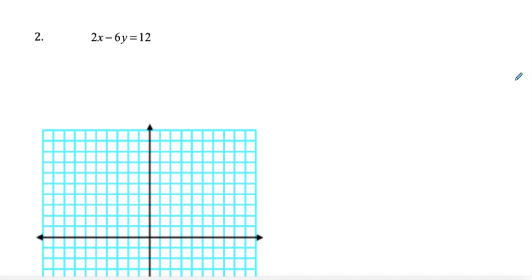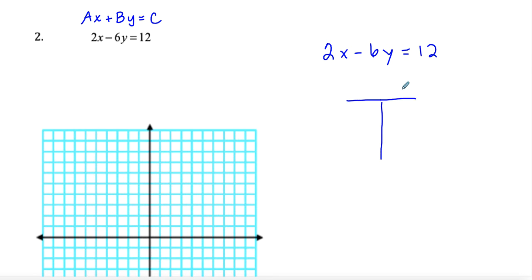Now, the second example is in standard form. Remember, it's in the form ax plus by equals c. Now, you easily could manipulate this and put it into y equals mx plus b, but we've also talked about the fact that sometimes it's just easy to use the intercepts. So if I want to use the intercepts, I suggest we make a table. So our table would have an x of 0 would give me my y-intercept.